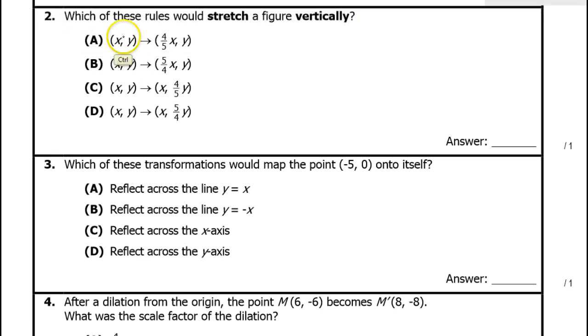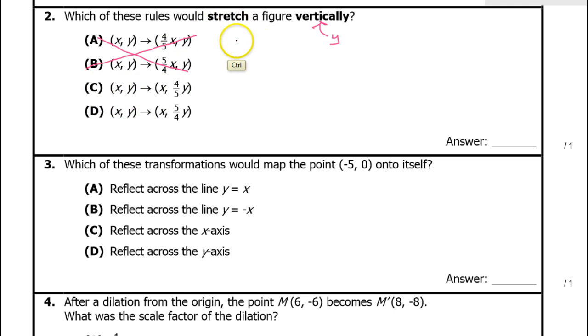Problem number 2. Which of these rules would stretch a figure vertically? Well, that means 2 things. A stretch is only going to affect either the x or the y, not both. A vertical stretch means we're talking about y values, because the y value controls the vertical motion. So right away we know it's not going to be A or B, because the x value is affected. That would be horizontally. So it's between C and D.